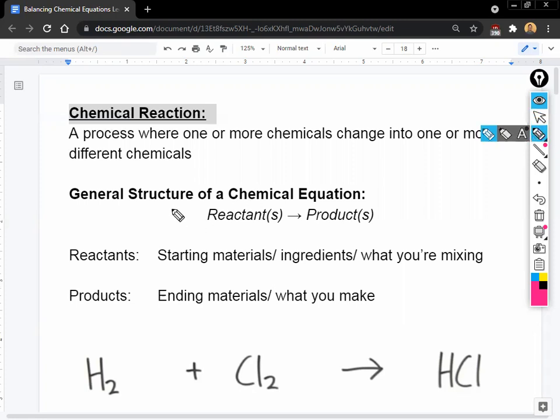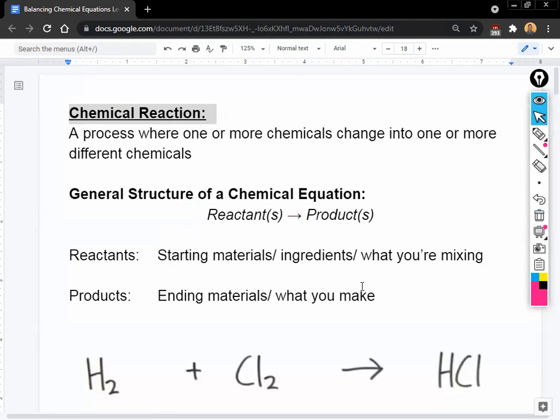Now, the part that you guys do need to write down is this right here. We've gone over this before, but I still need you to write this down because it'll be very important for today. For a general chemical equation, you always have the reactants on the left and the products on the right side of an arrow, okay? A reactant is just something you start off with. It's kind of like the ingredients in a recipe. And the product is the thing that you produce or the thing that you make.